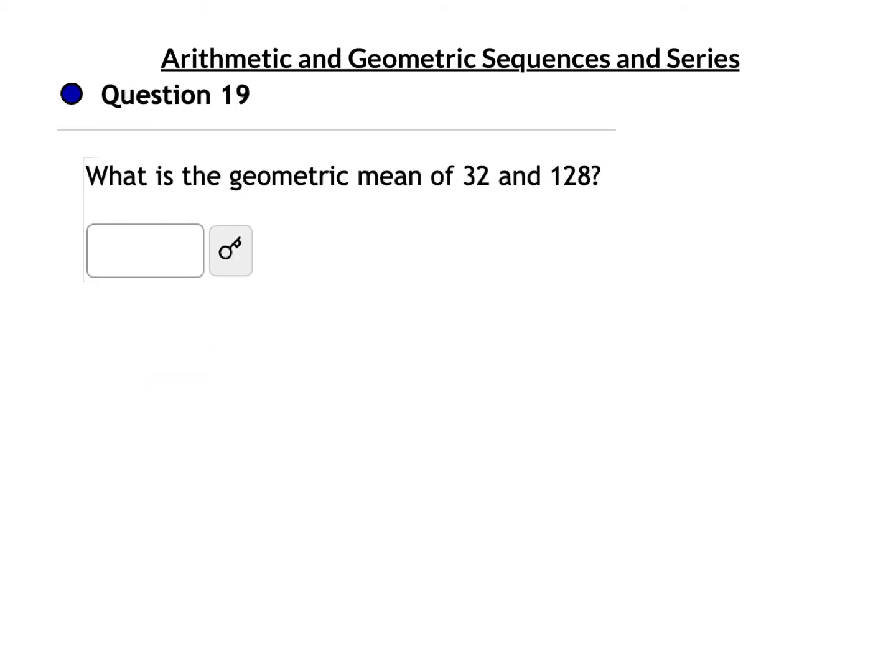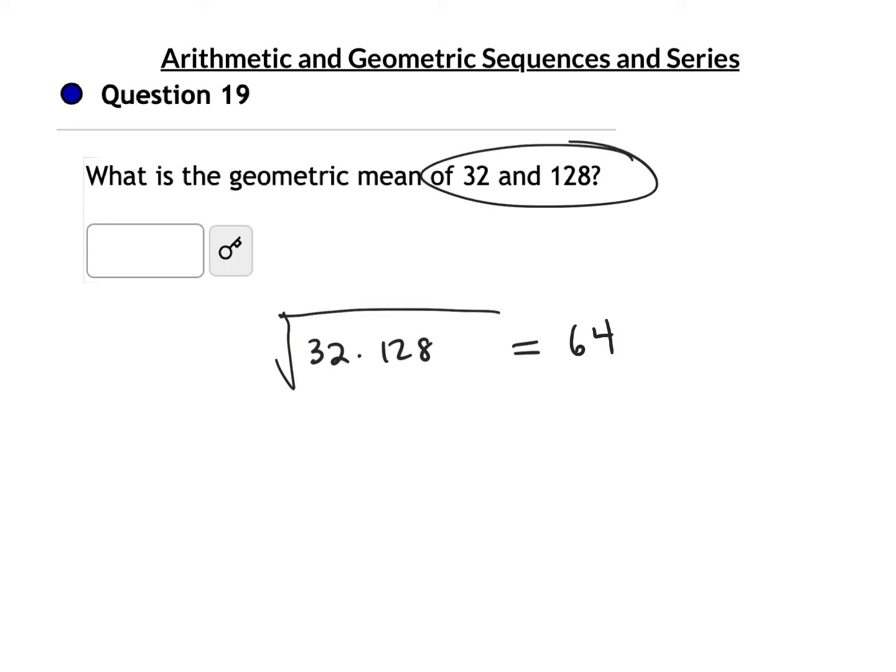The geometric mean is the square root of the product of two numbers. Take the square root of the product; multiply them and take the square root. The result here is 64. That means this is part of a geometric sequence, the first term being 32, the next term being 64, and then 128, and on we go. 64 is the answer.